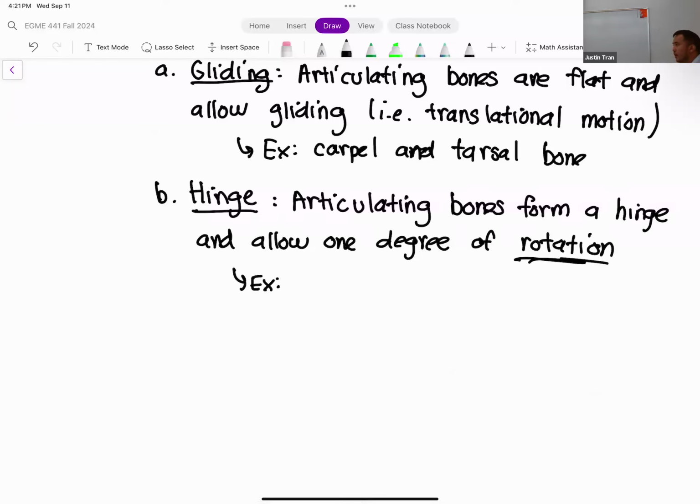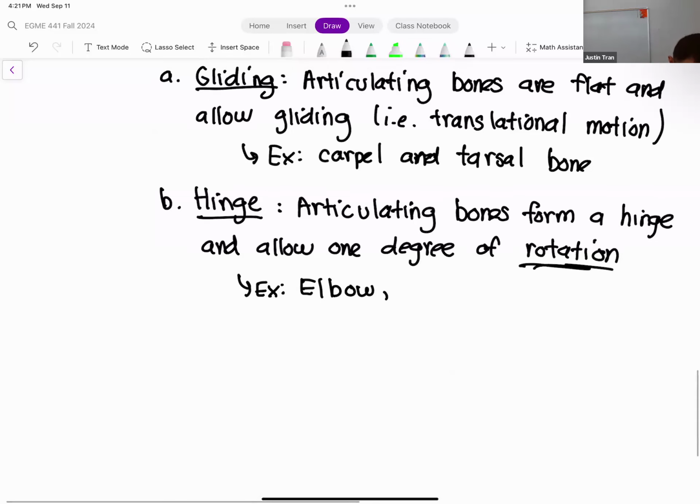A lot of the joints in your body fall into this category, and so we have your elbow joint, very famous hinge joint. The knee joint, and the knee joint is a little bit more complicated, but most of its motion is hinge-like. Another really common one is your fingers. Your fingers are also hinge joints. They can only rotate in one plane. And same for your toes.